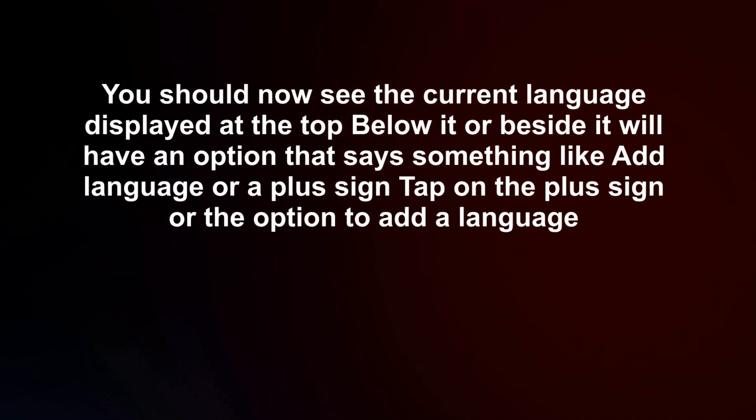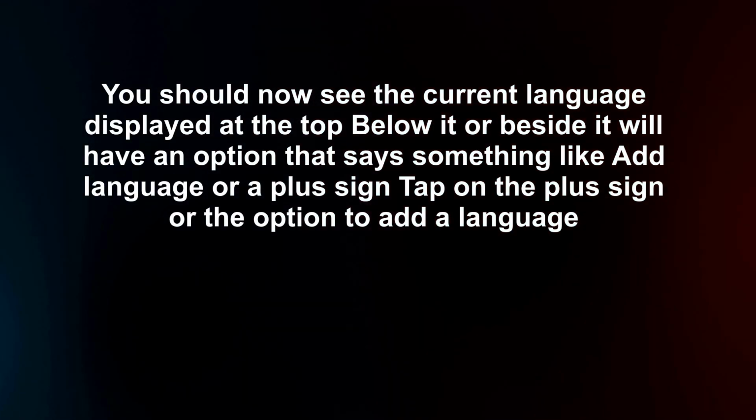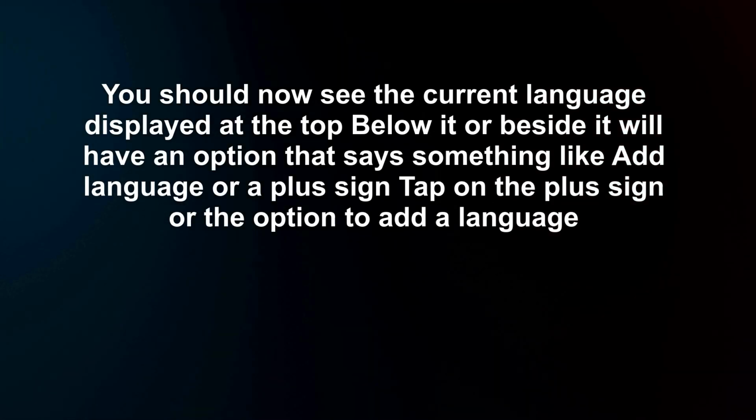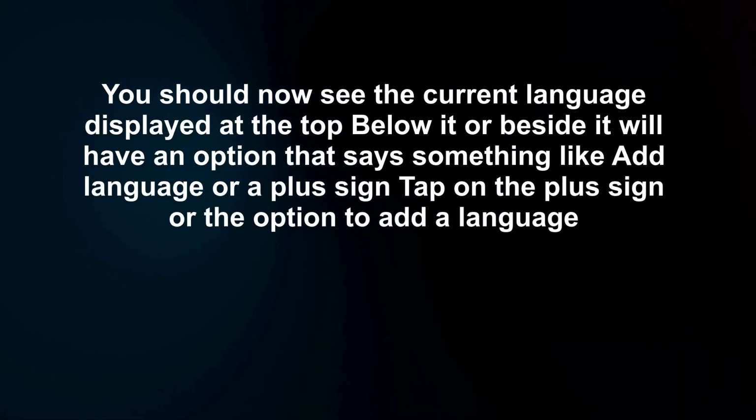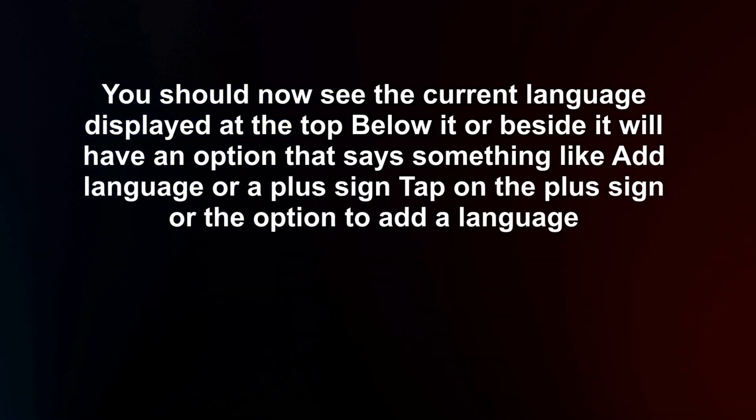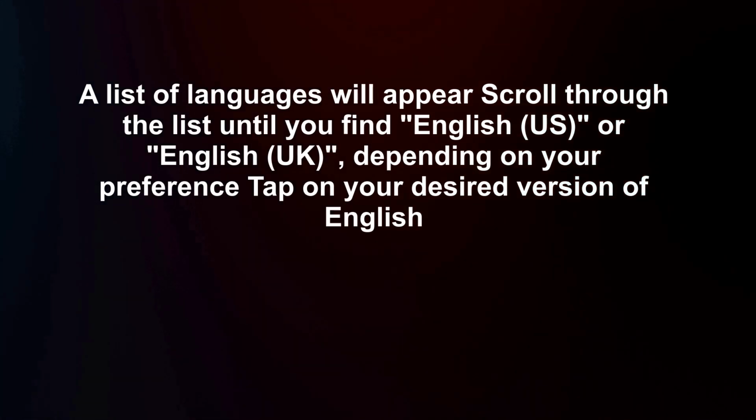Tap on it. You should now see the current language displayed at the top. Below it or beside it will be an option that says something like Add Language, or a plus sign. Tap on the plus sign or the option to add a language. A list of languages will appear.